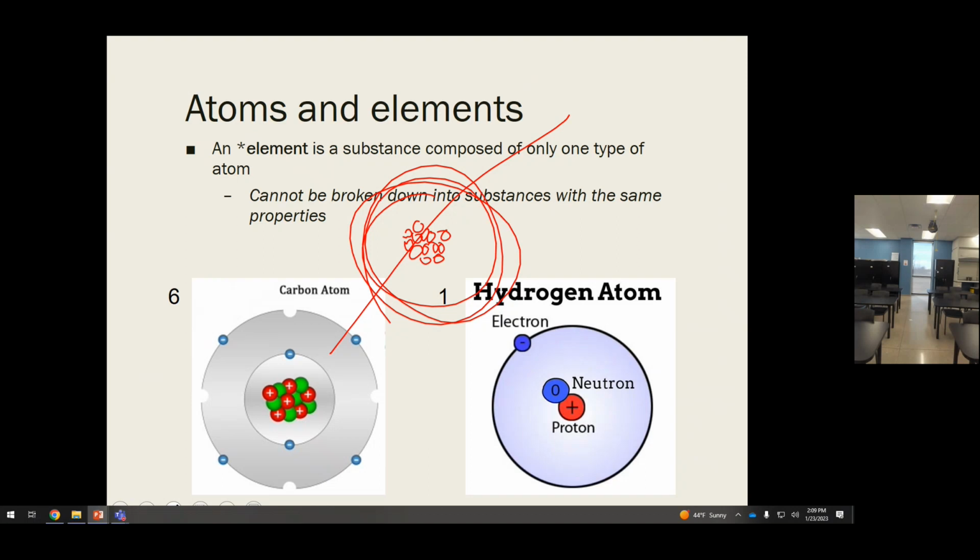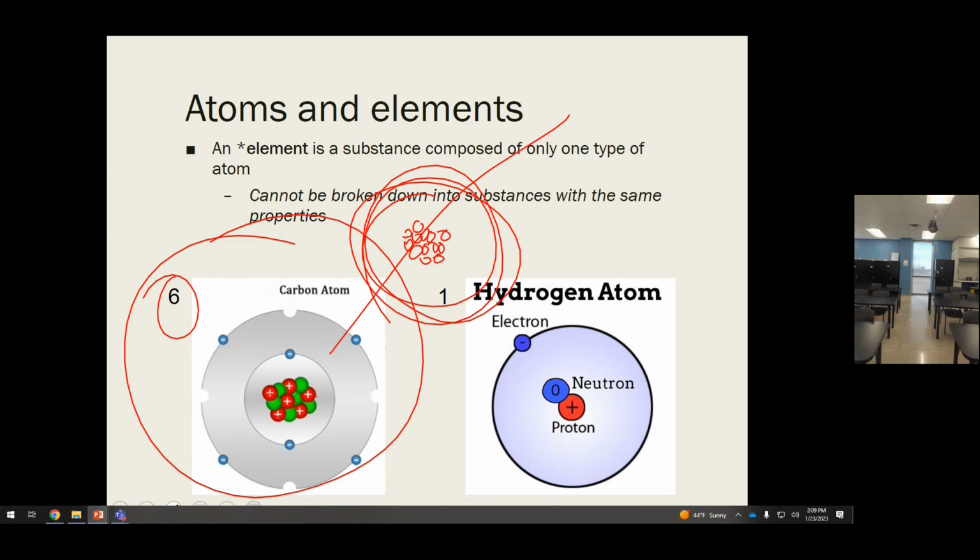It is now something else. A great example here, we've got carbon. Carbon has 6 protons. 1, 2, 3, 4, 5, 6. If we take any of those protons away, that is, if we try and break down that carbon atom any further, it is no longer carbon, it is something else.